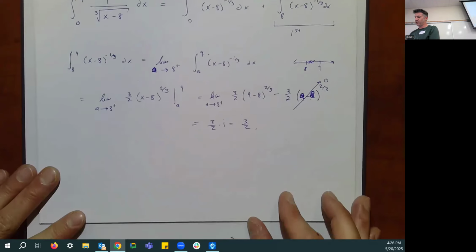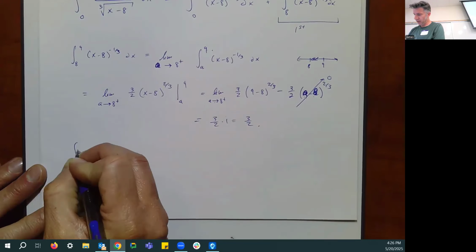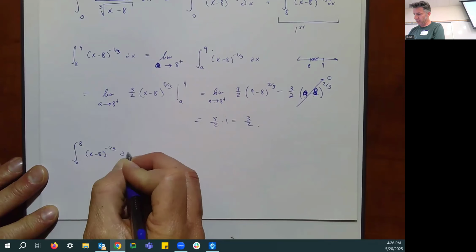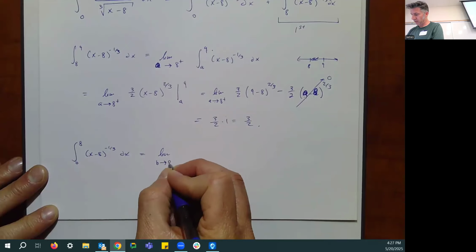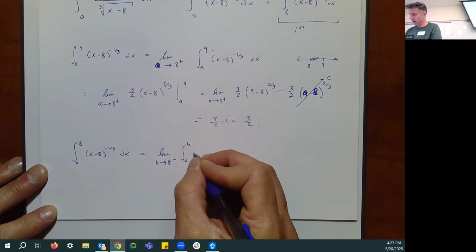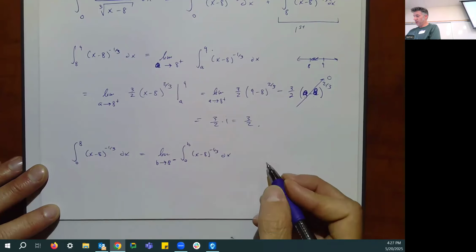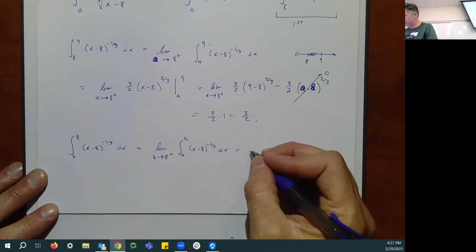So the other one we're going to try to show a little bit less work for, because we've only got a few minutes left. For this integral from 0 to 8 of (x minus 8) to the negative 1/3, it's going to be the limit as b approaches 8 from the left-hand side of the integral from 0 to b of (x minus 8) to the negative 1/3. So we're going to get, can I skip this step? No, I shouldn't skip that step.